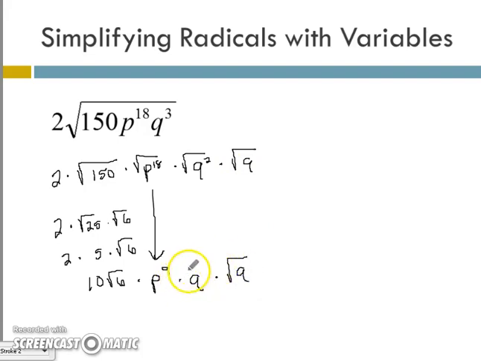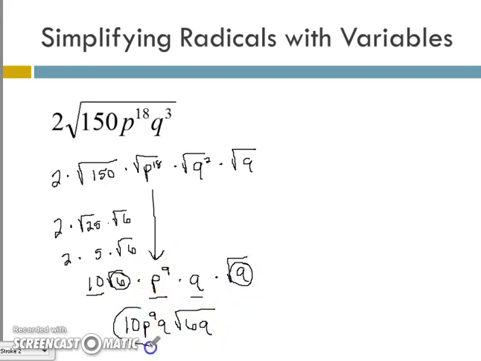The final step is just writing it all together. So anything on the outside, this 10, p to the 9th and q, would stay on the outside. So 10 p to the 9th and q times the square root of, there's a 6 still in there and a q, so the square root of 6q. And that would be your answer.